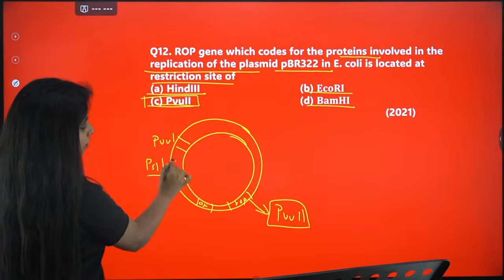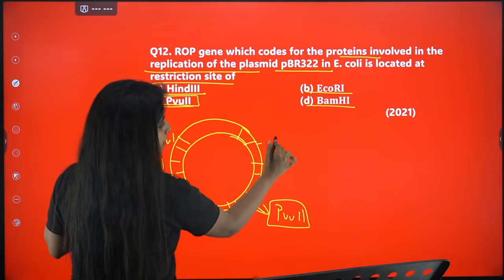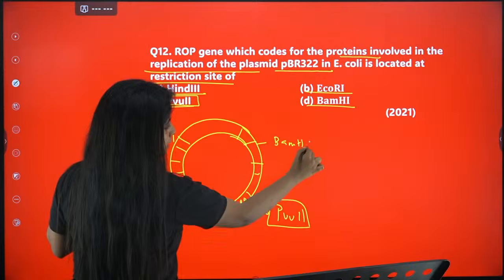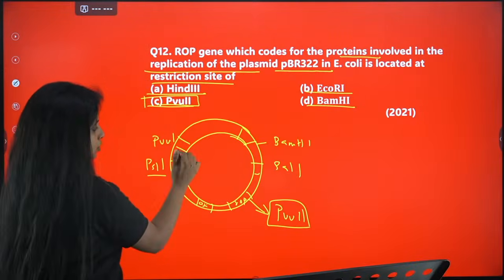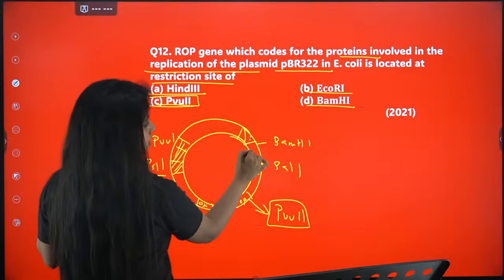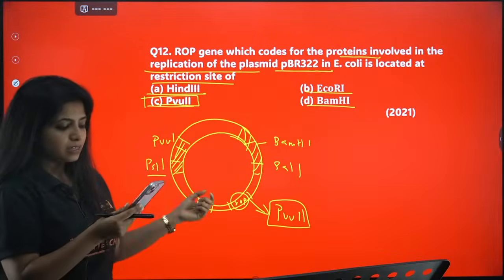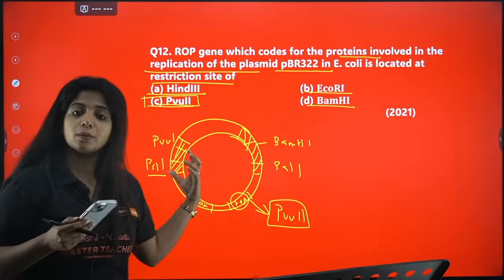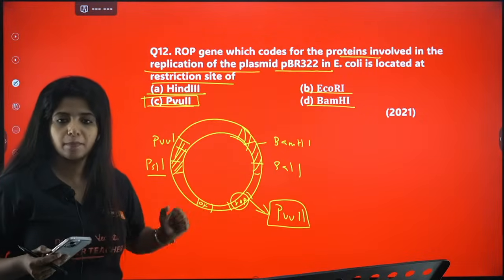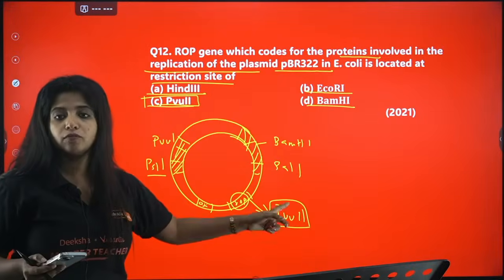So two enzymes over here, one enzyme over here, two enzymes over here also, that is BamHI and SalI. This is the site for ampicillin resistance. This is the site for tetracycline resistance. This is the ROP site. This site is going to help in the production of some proteins which are super important for replication to happen. But a restriction enzyme site is also over here for PvuII.